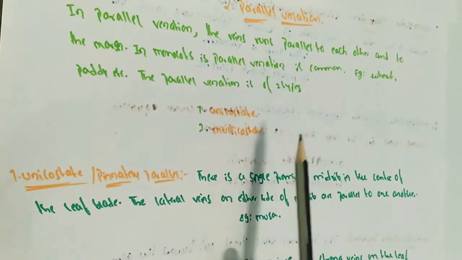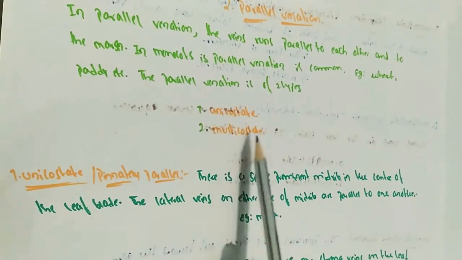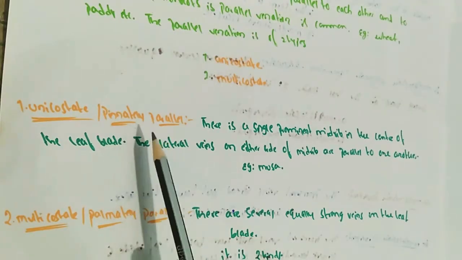Parallel venation is of two types: unicostate and multicostate. First type, unicostate or pinnately parallel.